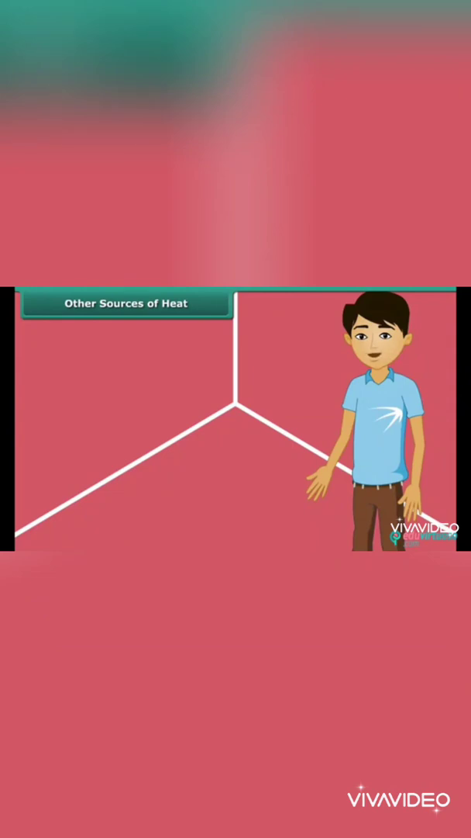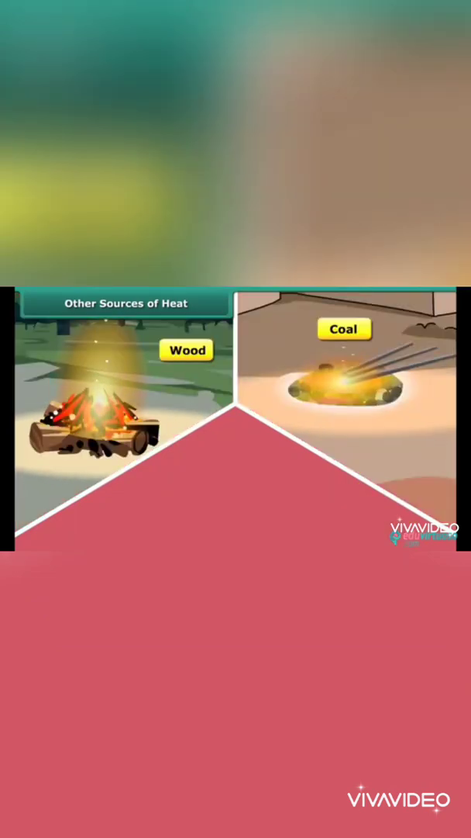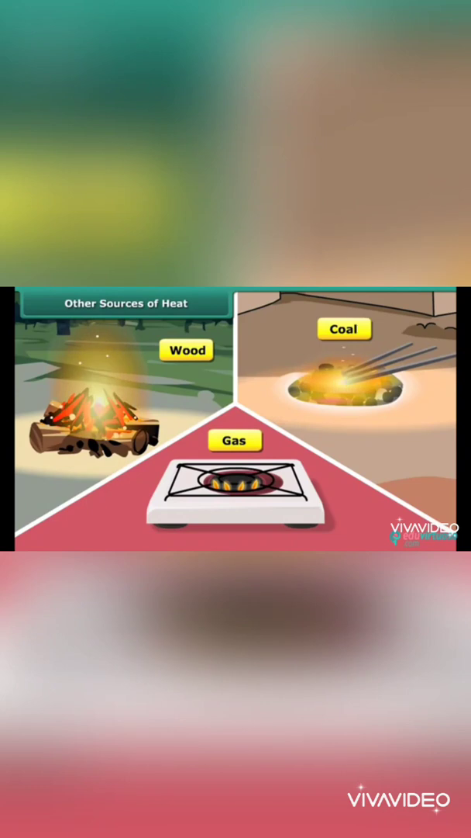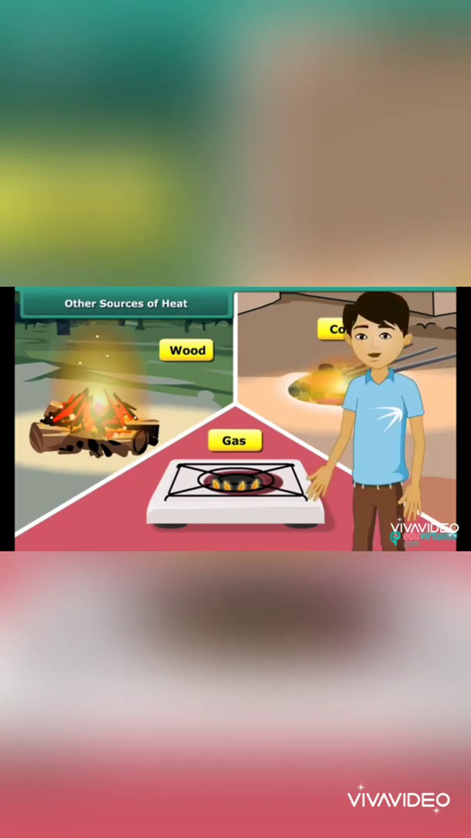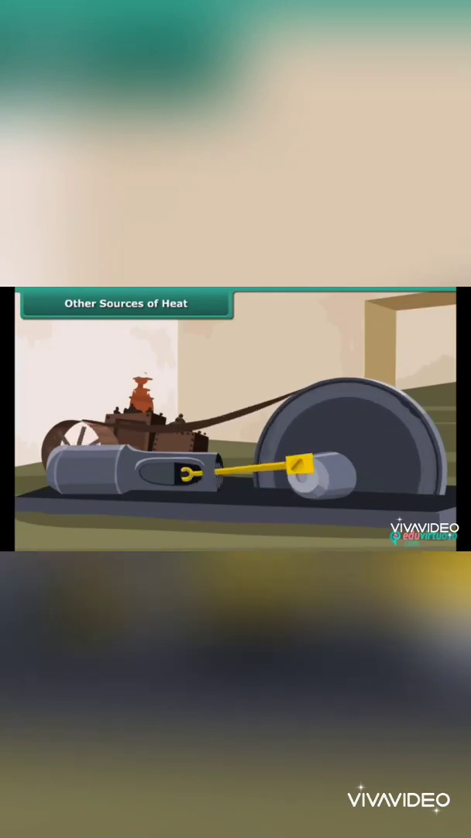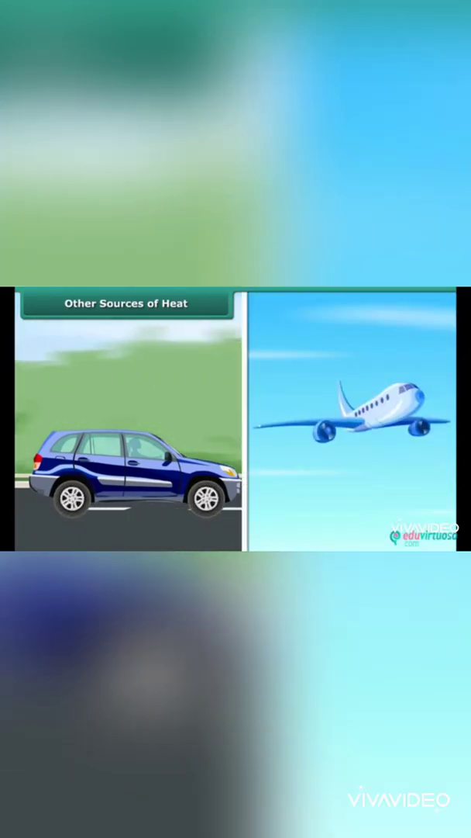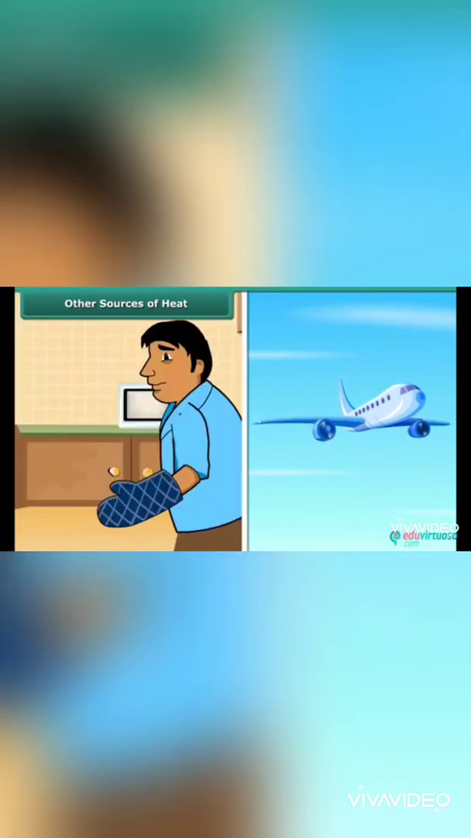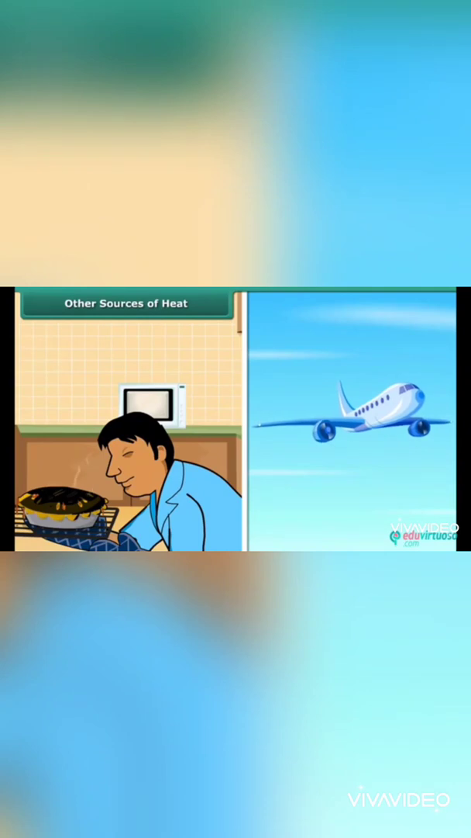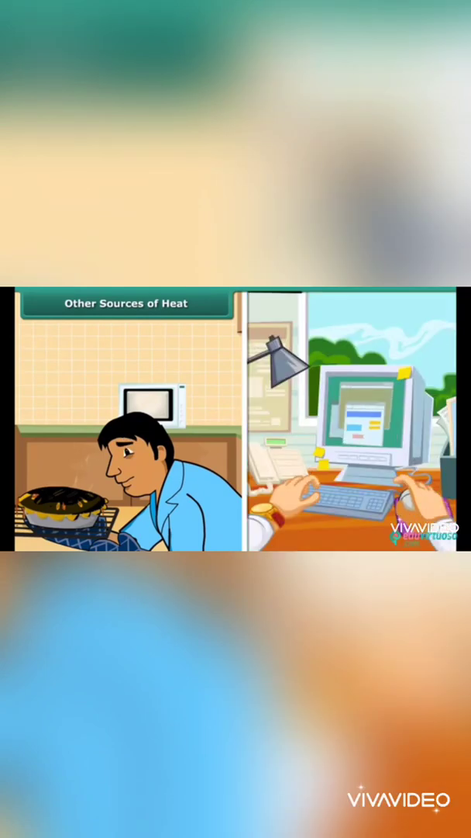Man can generate heat by burning wood, coal, and gas. Wood, coal, and gas are called fuels. Fuels burn in machines to make them work. A motor car runs by burning fuel. An aeroplane flies by burning fuel. Electricity also gives heat. Man uses electricity to cook food and to work the machines.